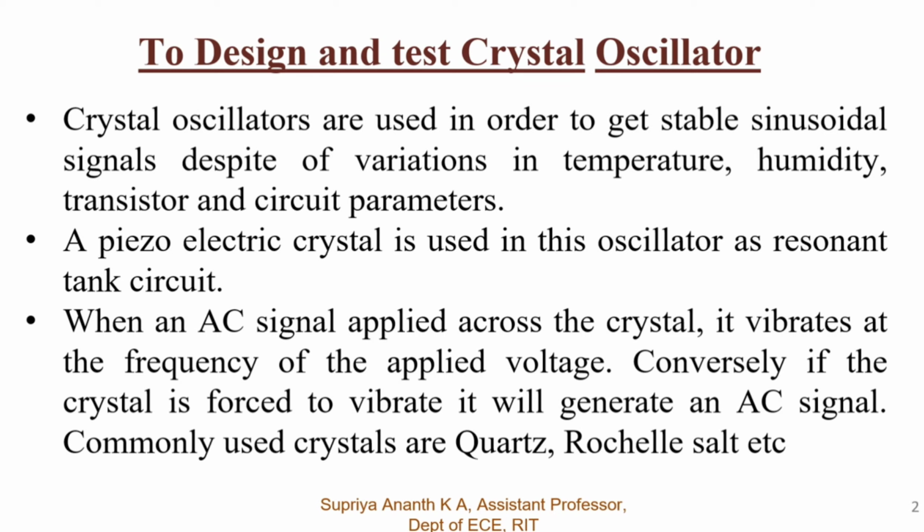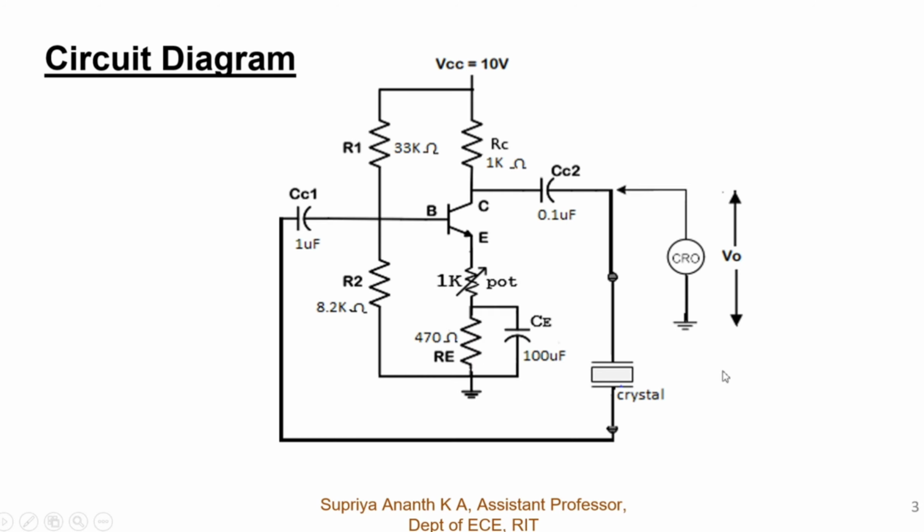When an AC signal is applied across the crystal, it vibrates at the frequency of the applied voltage. Conversely, if the crystal is forced to vibrate, it will generate an AC signal. The commonly used crystals are quartz, Rochelle salt, etc. In our design, we are going to make use of a quartz crystal of 2 megahertz. We shall see the circuit diagram.